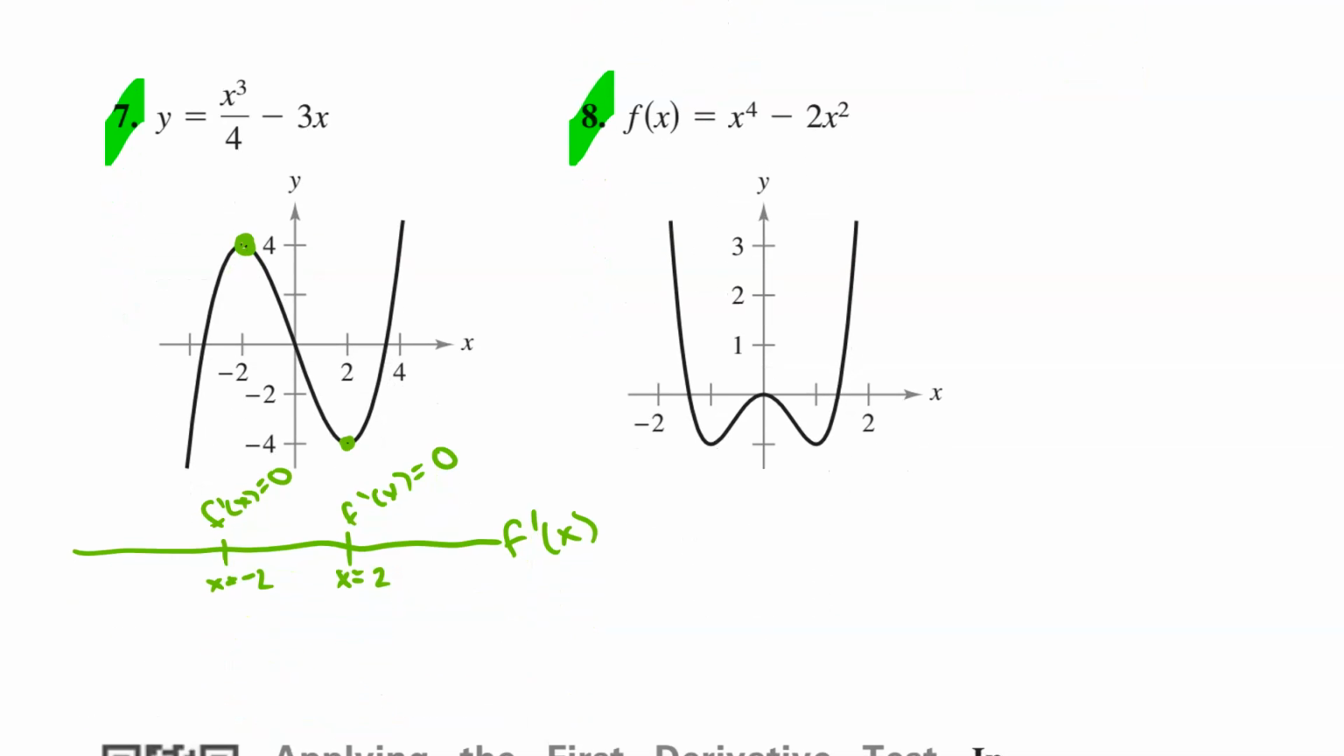So if we're on the left of negative 2, we're going up, so we're increasing. Our first derivative is positive. If we're in the middle, we're going down, we're decreasing. So my first derivative is negative. And if we're on the right, we're going up, we're increasing. So my first derivative is positive.